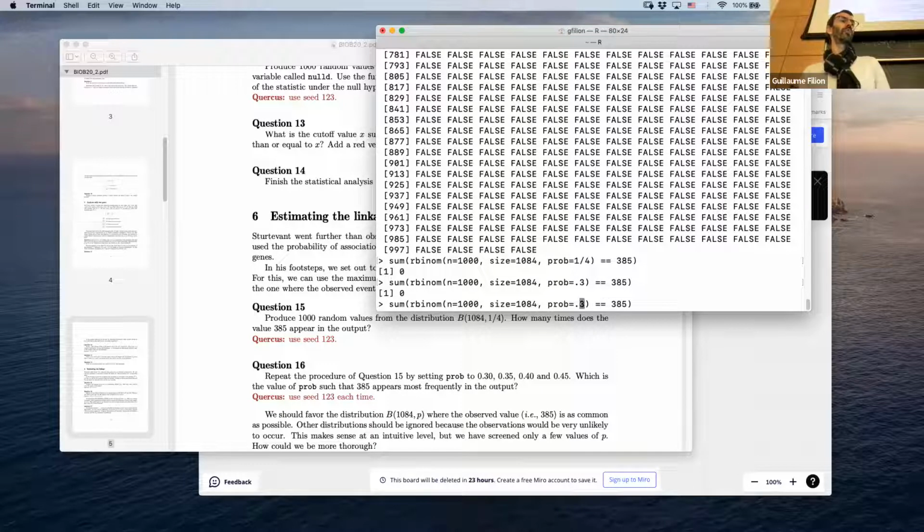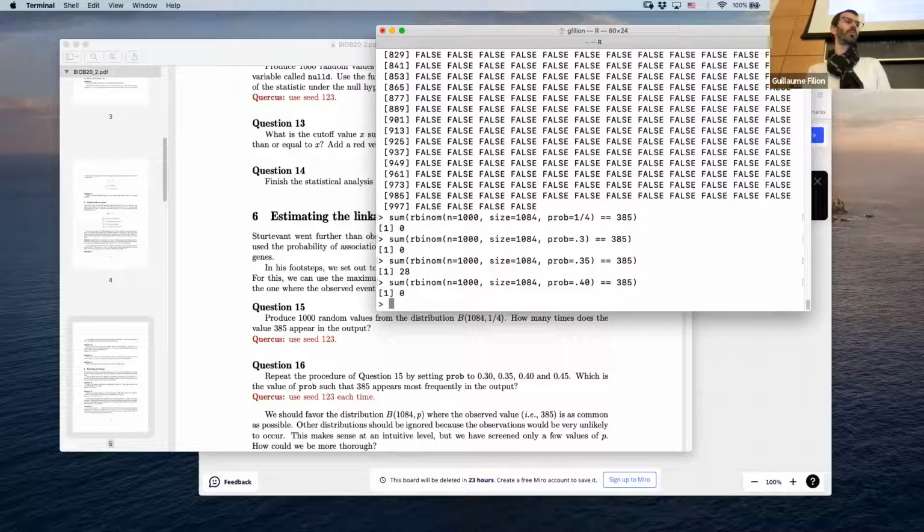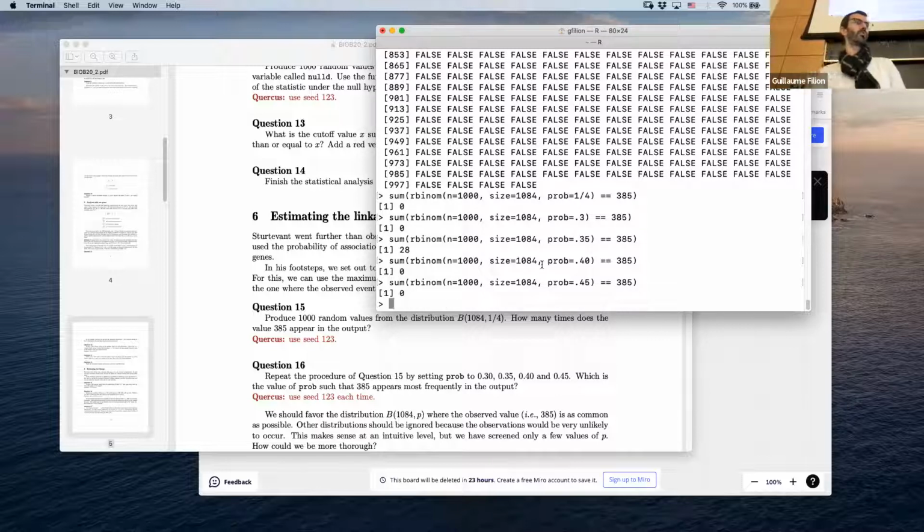But we're asked to try different values here. When it's 0.35, then we do observe it 28 times. 0.40. No, not anymore. And 0.45. No, the train has passed. Okay, it was only at that particular value of probability of 0.35 that we did observe that event.